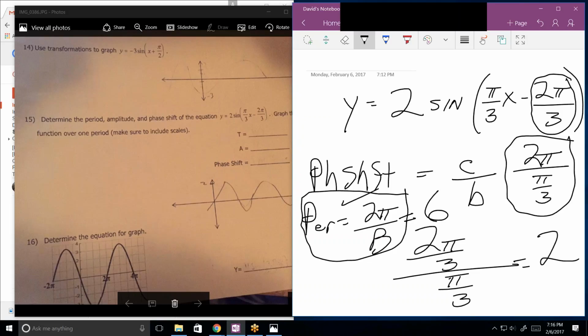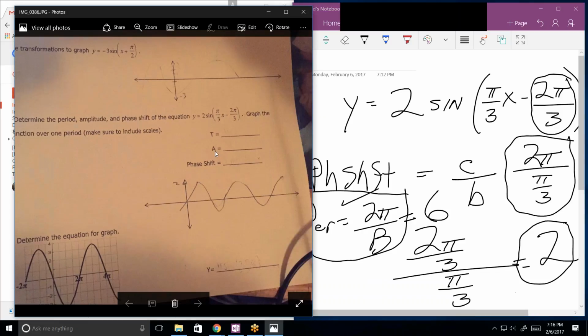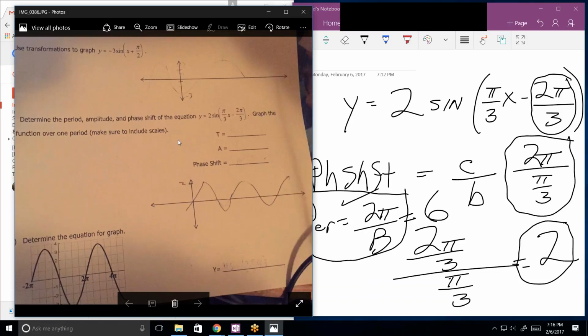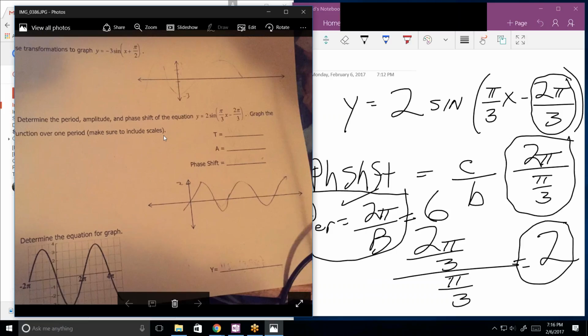The amplitude is 2, and we figured out the phase shift already. The phase shift was also 2. And then graph it. Let's see if I'm missing anything on this page. First of all, graph the function over one period. When they say make sure to include the scales, that's what you left off in 14, the scales. Make sure you include the horizontal axis.